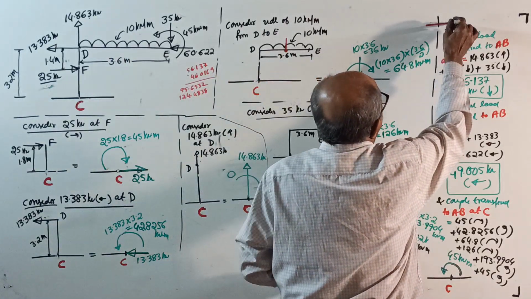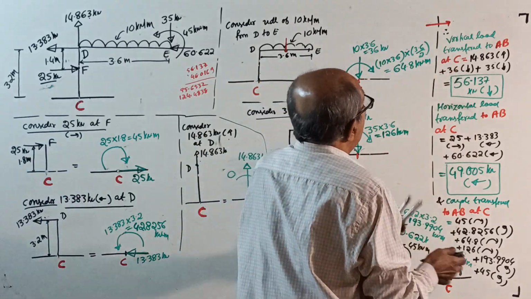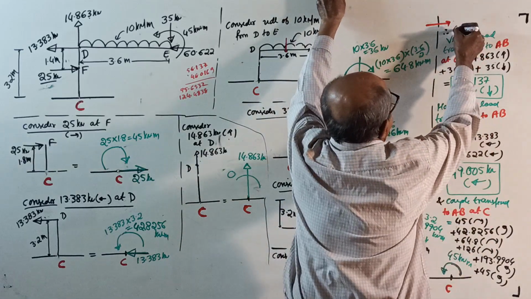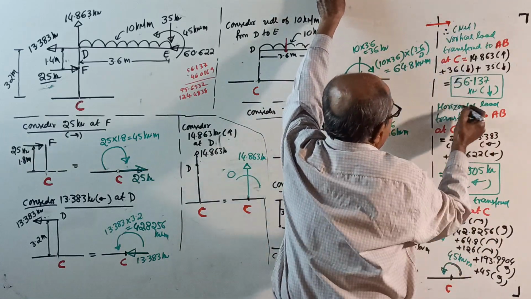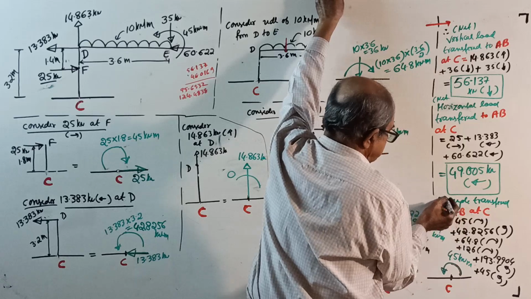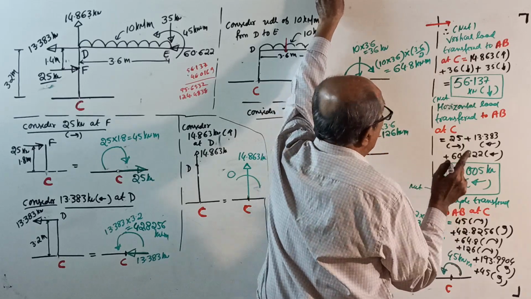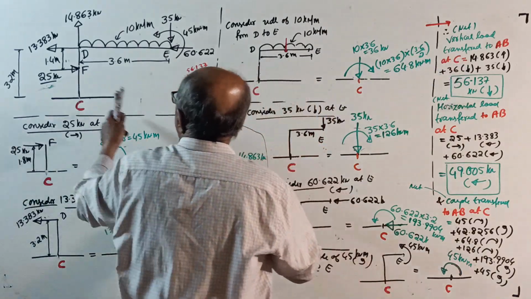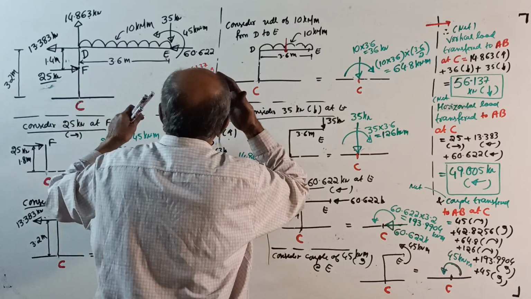Therefore, see here, the vertical load transferred to B. You can write net; everywhere, add one word, net, or resultant. You can write: net vertical load transferred to AB at C is, see here.